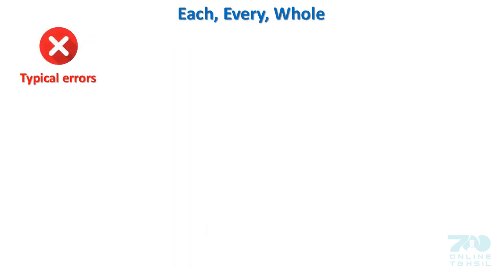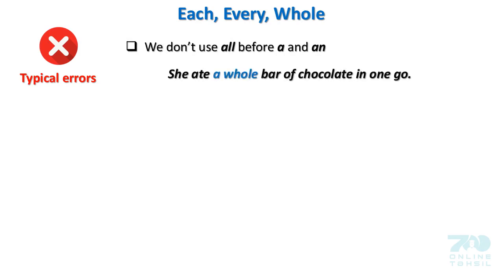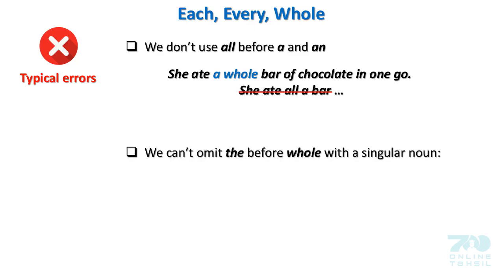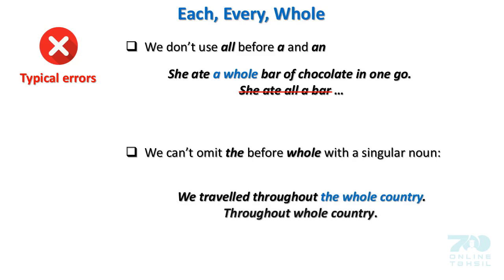All and whole, typical errors. We don't use all before a and an. She ate a whole bar of chocolate in one go. Not she ate all a bar. We can omit the before whole with a singular noun. We travel throughout the whole country. Not throughout whole country.